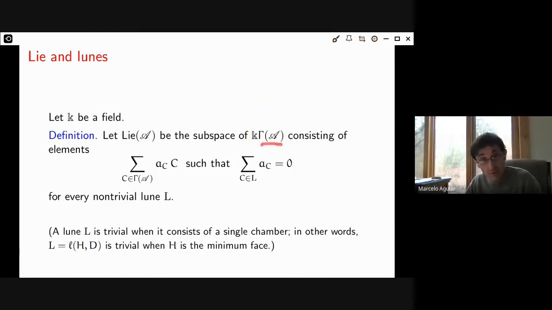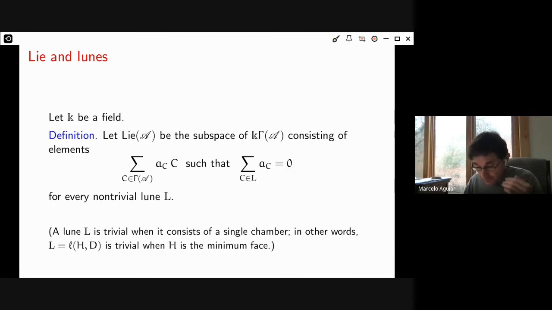So the set of chambers, that's just a set. But I take all formal linear combinations of chambers. And in that vector space, I consider elements, so a formal linear combination of chambers, satisfying a bunch of linear equations. And here are the equations. For each loon in the arrangement, the sum of the coefficients of the chambers in the loon has to be 0. So that's a system of equations imposed on elements of the vector space freely spanned by the chambers. I impose those relations for all non-trivial loons. The non-trivial loons are those that contain more than one chamber.